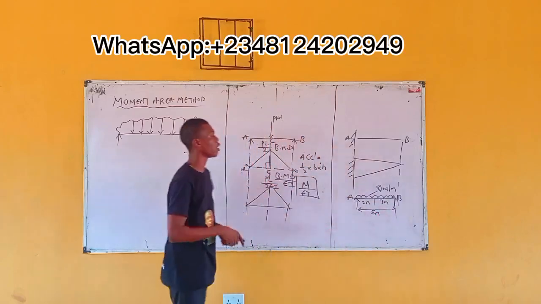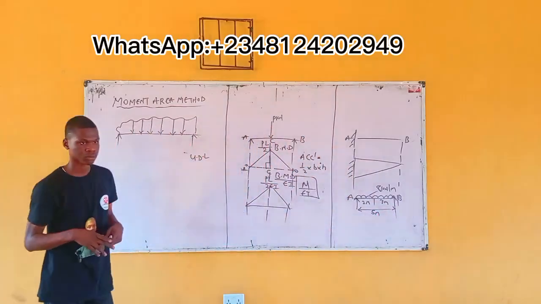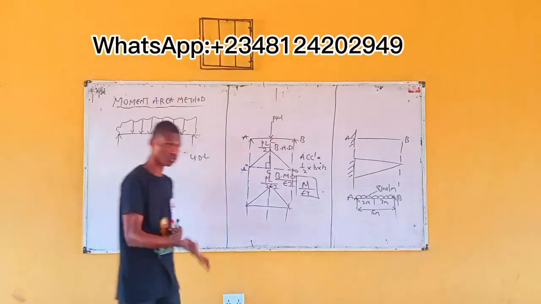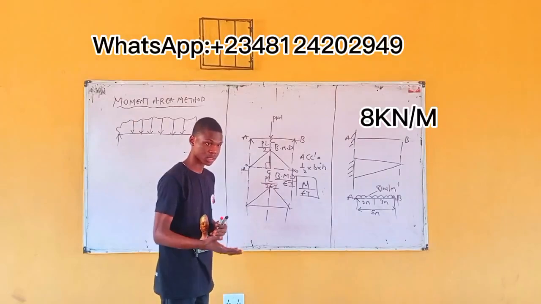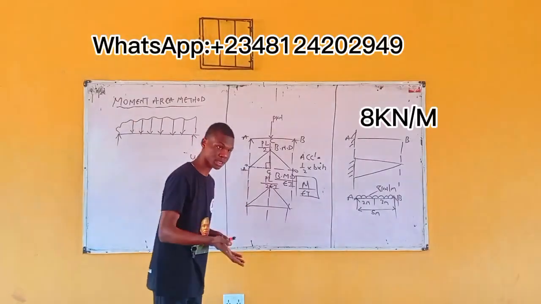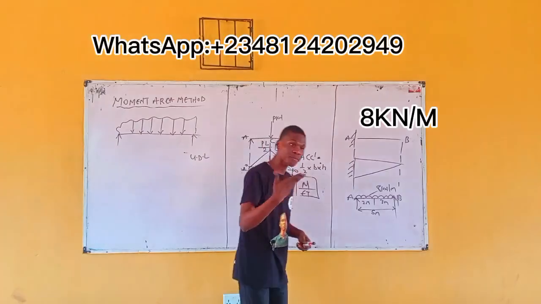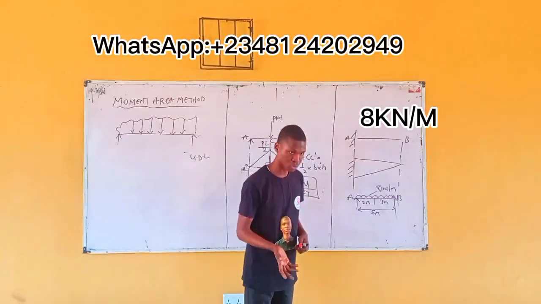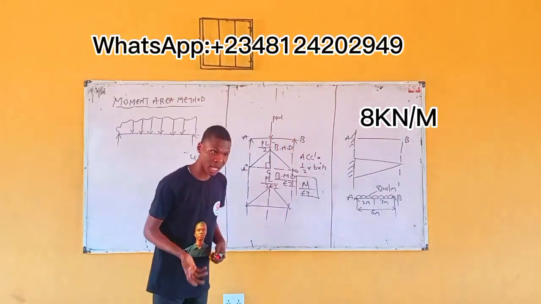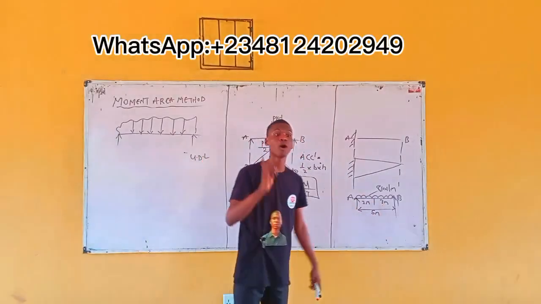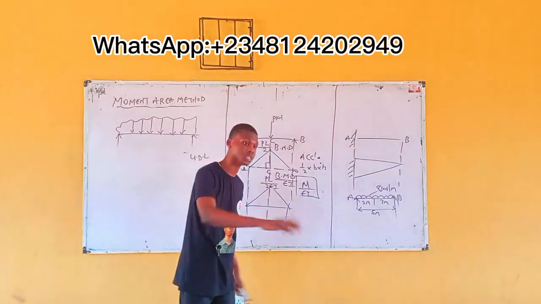Now, at 2 meter, what is the intensity of your UDL? 8 kilonewton. 8 times 2, which is 16, but that's not what I'm asking. At 2 meter, the intensity is still what? 8 kilonewton. At 5 meter, what intensity? 8 kilonewton. At 3 meter, what intensity? 8 kilonewton. For a UDL. But for a UVL, the intensity varies.